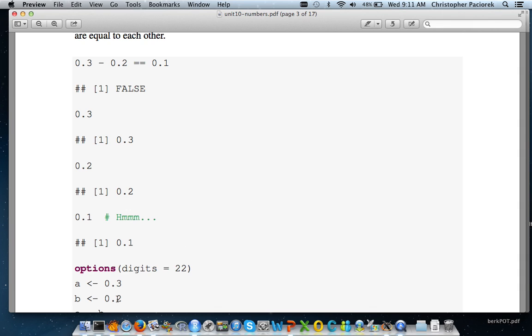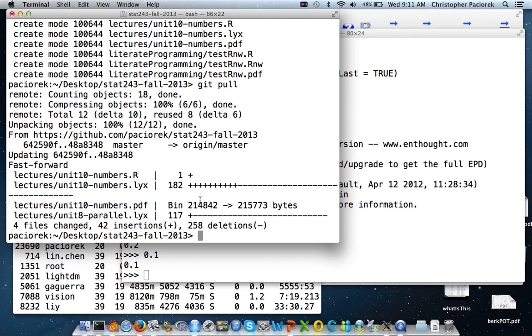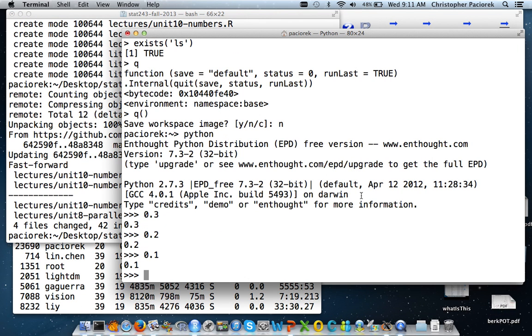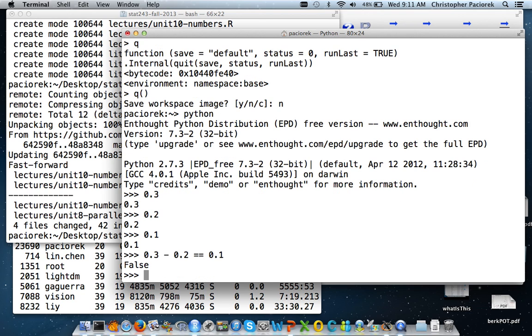Okay, so I'm going to continue on that theme a little bit just to play this out for fun, and we'll see if Python is also broken. So if I do 0.3 minus 0.2 equals 0.1, it also says false in Python. So if we're claiming R is broken, then Python is equivalently broken.